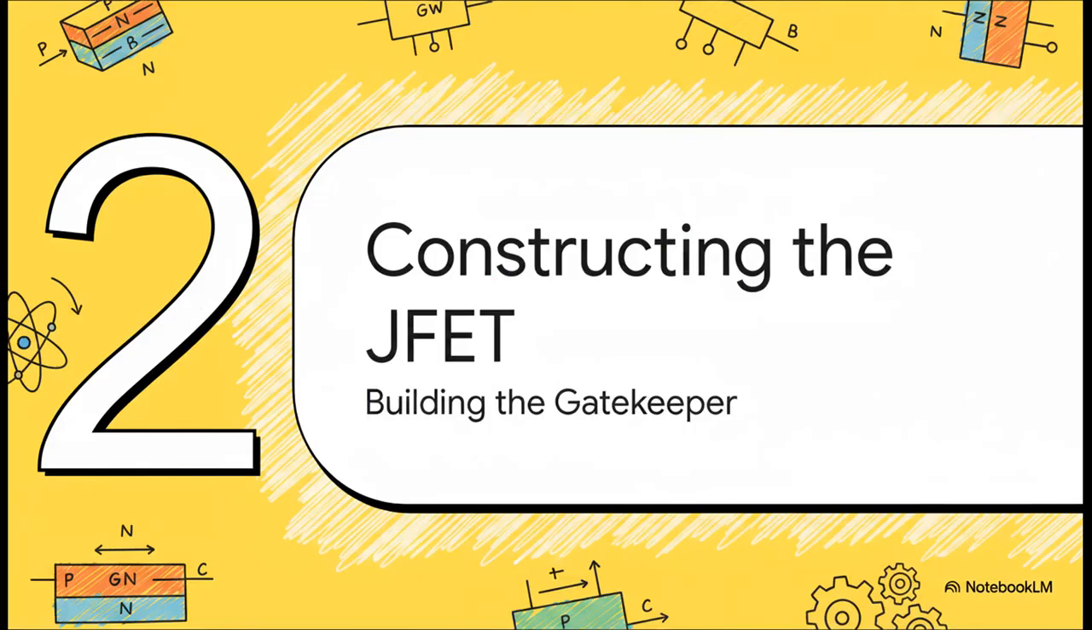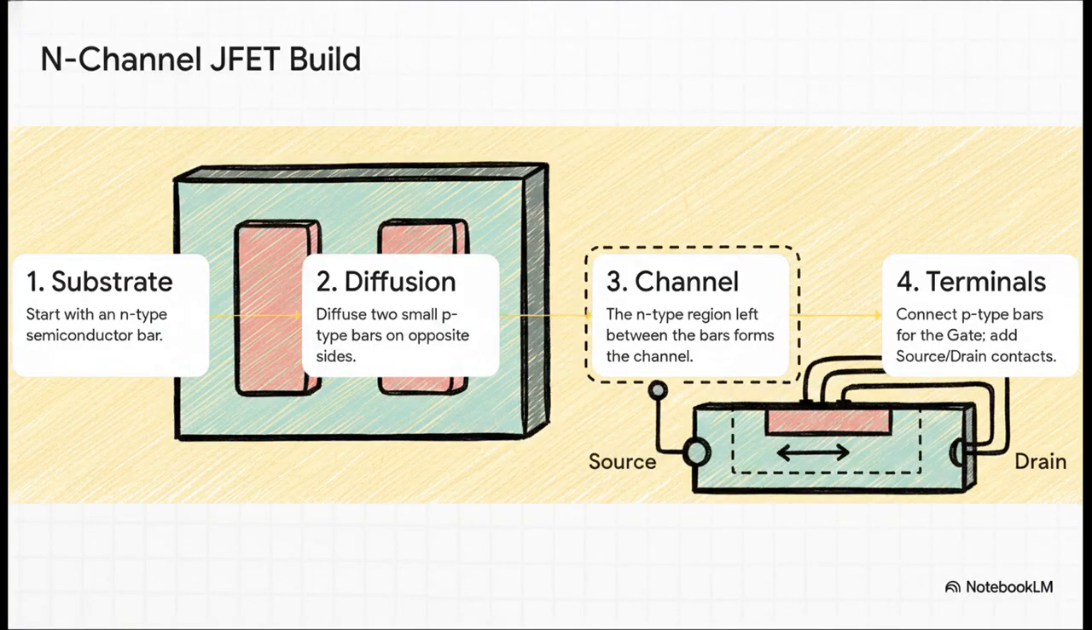Okay, so we know what it is, but how are these tiny little gatekeepers actually made? Understanding how they're built is really the key to understanding how they work. So let's picture building an N-channel JFET from scratch. First, you take a small bar of N-type silicon. That's our base. Then you create 2 little P-type regions on opposite sides of it. The N-type material that gets squeezed right between them becomes our channel, the pathway for electrons. And finally, you connect those 2 P-type regions together to make the gate, and then just add metal contacts at either end of the channel for the source and drain. That's it. So simple, but so effective.